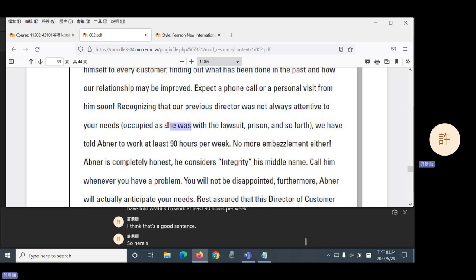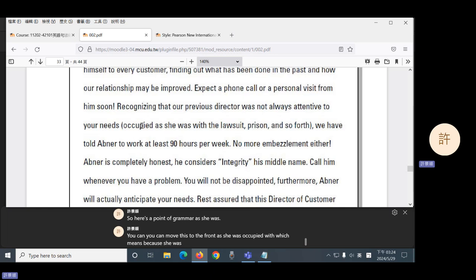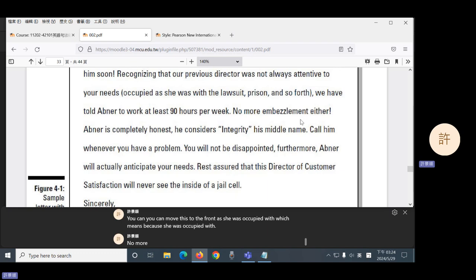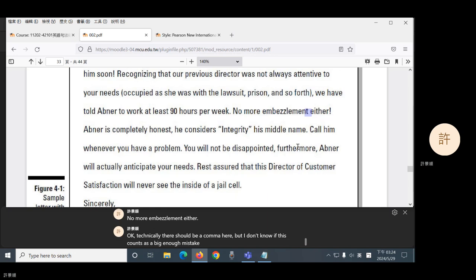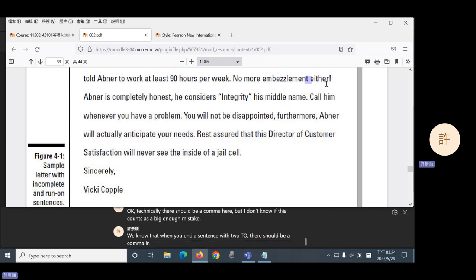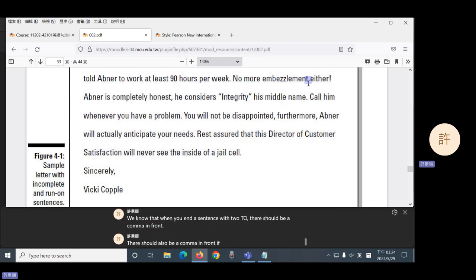So here's a point of grammar. "As she was," you can move this to the front. "As she was occupied with" means because she was occupied with. "No more embezzlement either." Okay, technically there should be a comma here, but I don't know if this counts as a big enough mistake. We know that when you end a sentence with "too," T-O-O, there should be a comma in front. There should also be a comma in front if you end the sentence with "either."